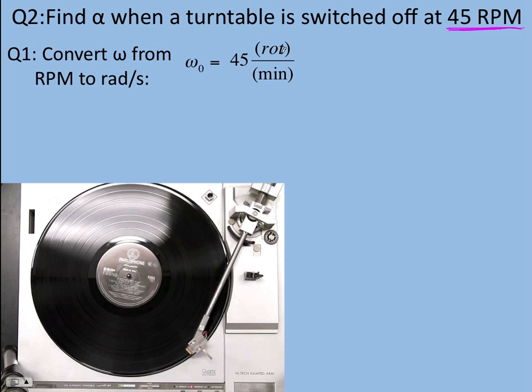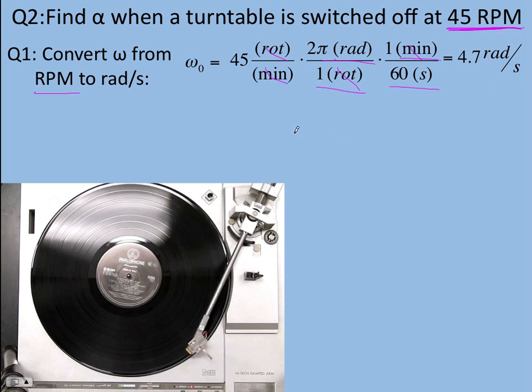So 45 rotations per minute, write it like this instead of RPM, and then it's easier to come up with the conversion. I need to get rid of the rotations and be left with radians. So I put the rotations in the denominator, radians in the numerator. 2 pi radians equals 1 rotation. Now I have radians per minute. And I need to get rid of the minutes, so that goes in the numerator, and I want seconds in the denominator. The minutes go, and I'm left with radians per second, 4.7 in this case.